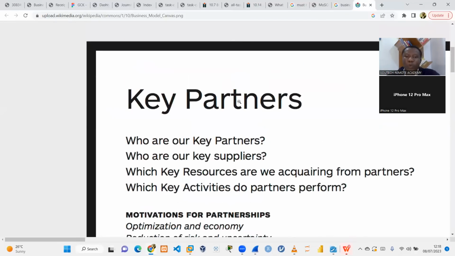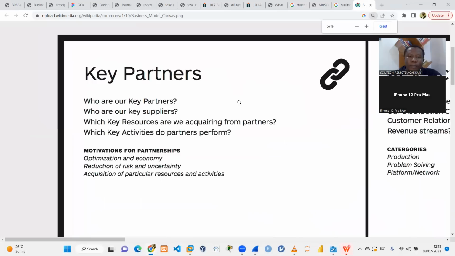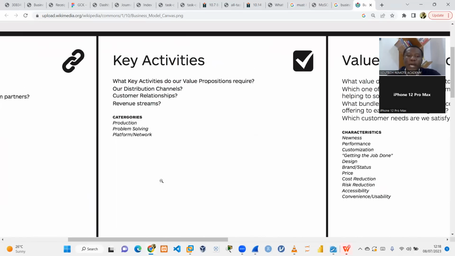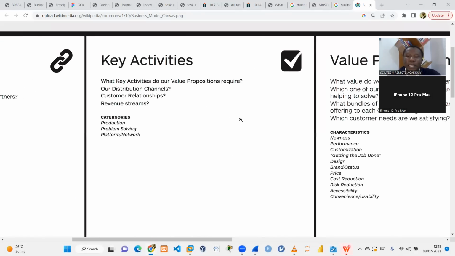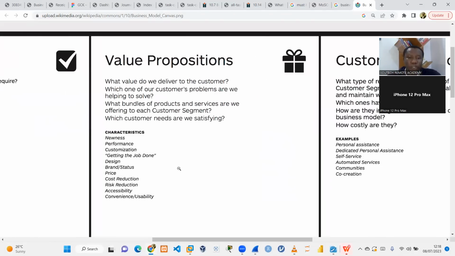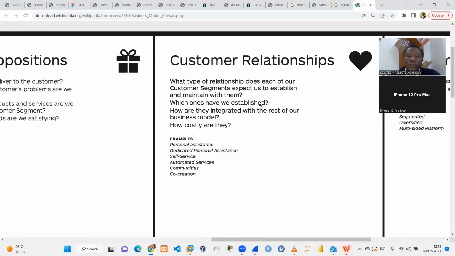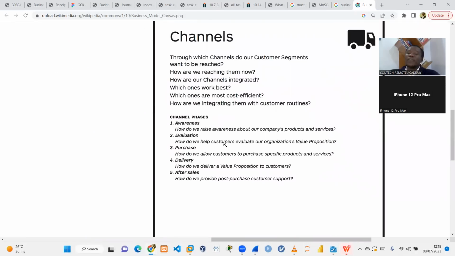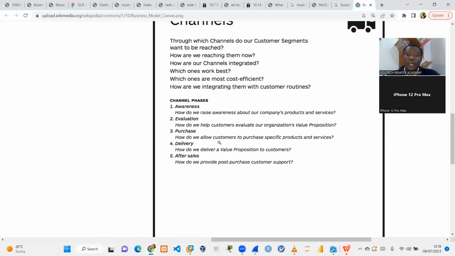So key partners, who are your key partners? Who are your key suppliers? So all of these are under what? Partners. Then you see here, what are your key activities? Here, what's your value proposition? Here, who are your customers and the relationship? What are the channels? How are you going to deliver service? Is it going to be online? Is it going to be physical? Is it going to be logistics? Do you need the logistics company and the rest?